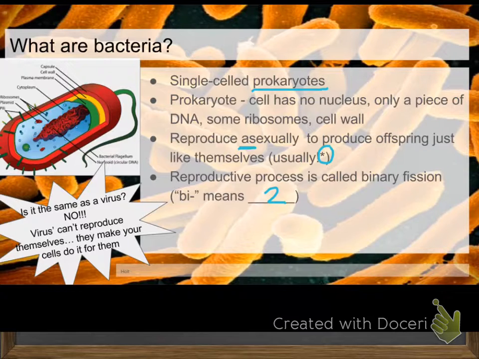They reproduce asexually. They just split in half. They copy all their DNA. They split the ribosomes. They split the cytoplasm. And that's it. They're done. That usually results in 2 new identical organisms.